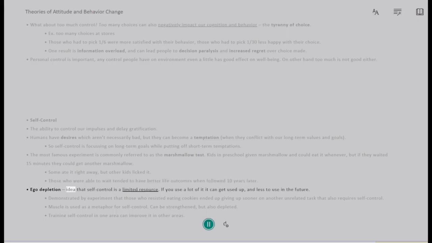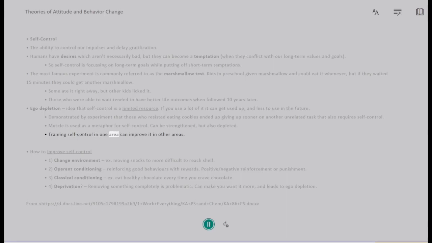Ego depletion: the idea that self-control is a limited resource. If you use a lot of it, it can get used up, leaving less to use in the future. This was demonstrated by an experiment in which those who resisted eating cookies ended up giving up sooner on another unrelated task that also required self-control. A muscle is used as a metaphor for self-control. It can be strengthened, but also depleted. Training self-control in one area can improve it in other areas.